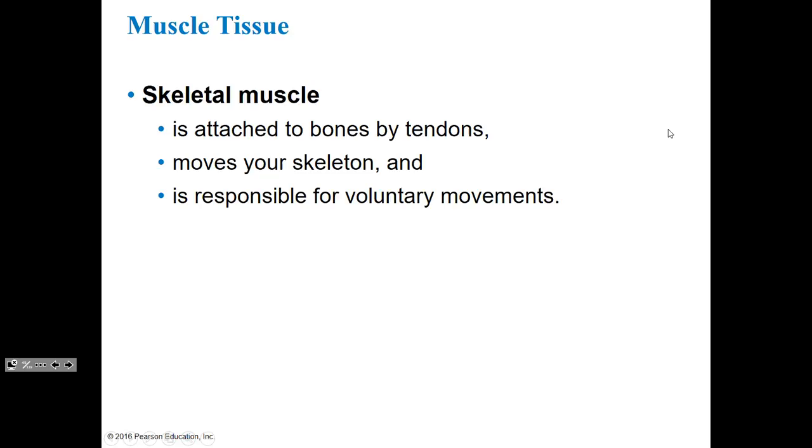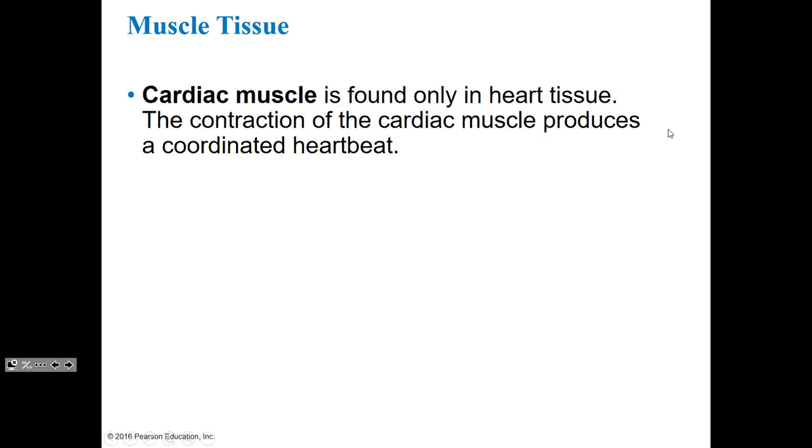So like the inside of your intestine, no, that would be smooth muscle. Anything that you can voluntarily move is generally your skeletal muscle. Smooth muscle is like in your intestine. Okay, so skeletal muscle, like we talked about, it's attached to your bones. It moves your skeleton and it's voluntary. So you are thinking about moving your arm muscle. You are thinking about lifting your leg off the floor.